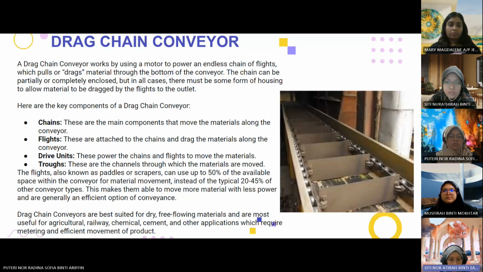The flight, also known as paddle or scrapers, can use up to 50% of the available space within the conveyor for material movement, instead of the typical 20 to 45% of other conveyor types. This makes them able to move more material with less power and are generally an efficient option for conveyance. Drag chain conveyors are best suited for dry, free-flow material and are most useful for agricultural, railway, chemical, cement, and other applications which require metering and efficient movement of product. That's all from me. Thank you.